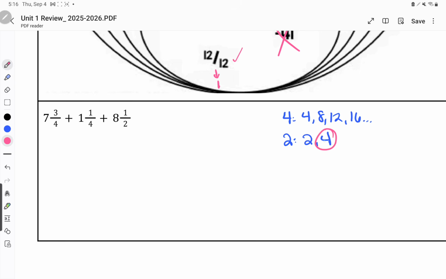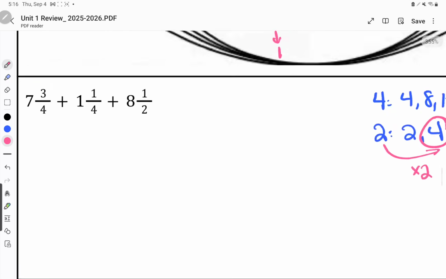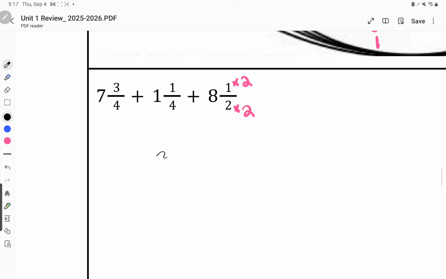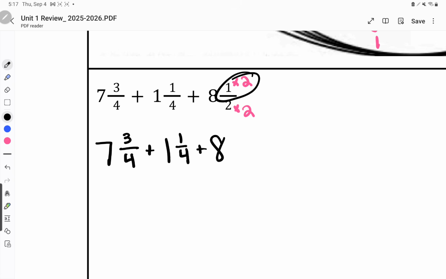That works out really well because my other two already have a denominator of 4. So the only one I actually have to work on is my denominator of 2. How do we get from 2 to 4? We multiply times 2. So this 2 right here, I'm going to multiply times 2, and this 1 right here, I'm going to multiply times 2. So now we have 7 and 3/4 plus 1 and 1/4 plus 8. 1 times 2 gives us 2. 2 times 2 gives us 4.